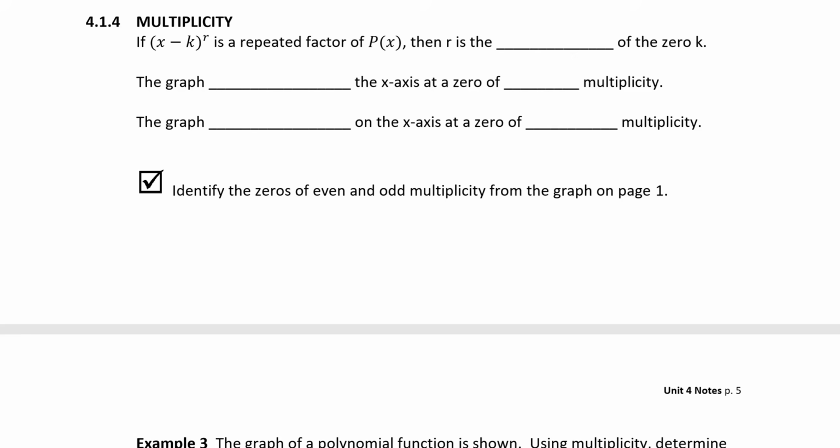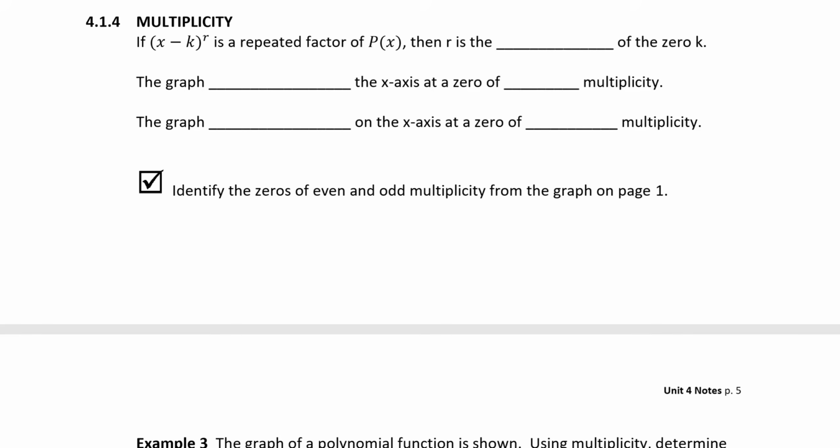Once you have determined the end behavior of a polynomial function and discovered where it crosses the x-axis at the x-intercepts, then we can also determine the behavior of the graph at those x-intercepts. In 4.1.4, multiplicity is the key to understanding this behavior.